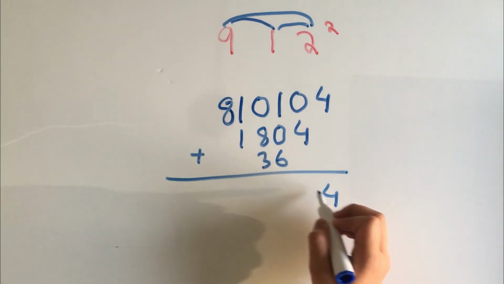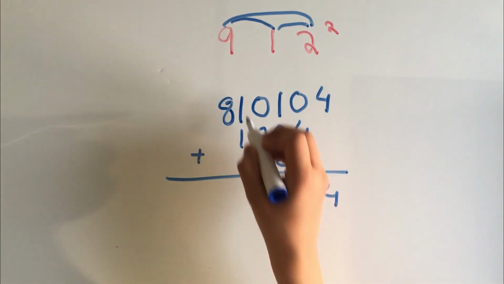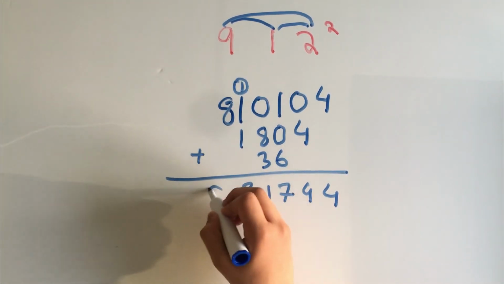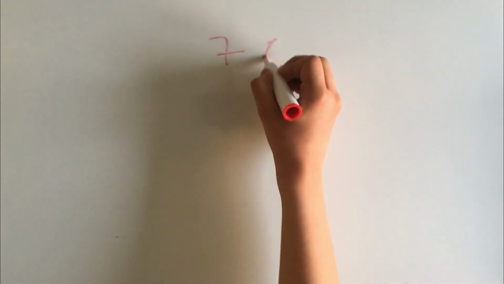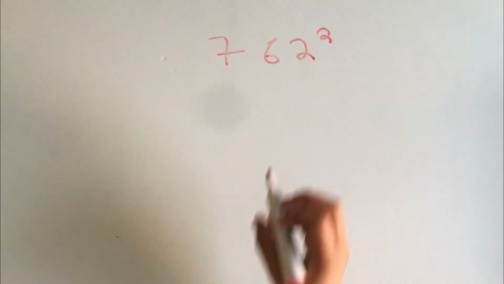We get 4, 4, 7, 11, 3, 8. So we got 831,744. Let's use our calculators to find the answer. And it's 831,744. So as that's right, let's move on to our next example. Okay, so for our next example, let's take 762 squared.